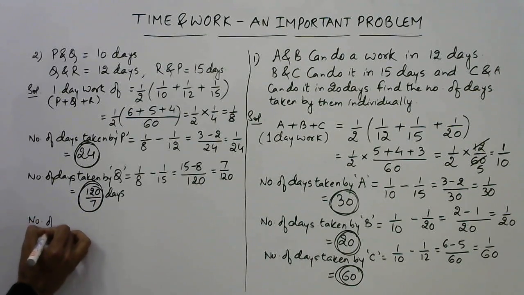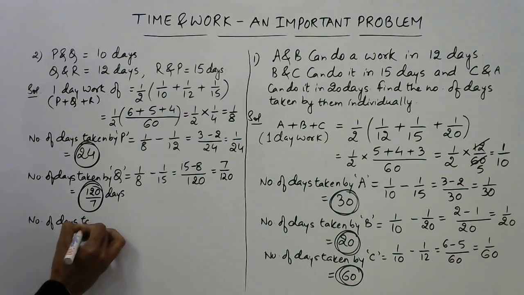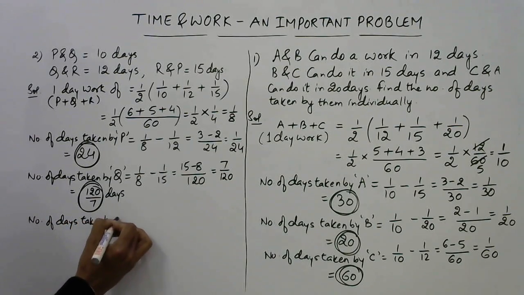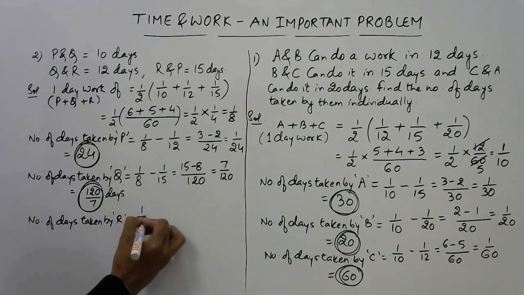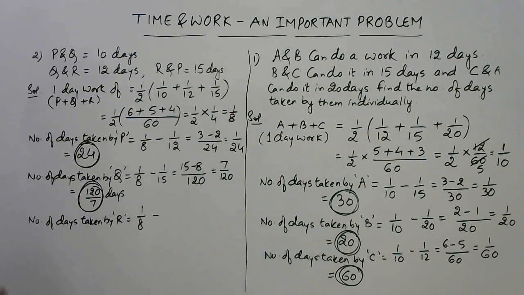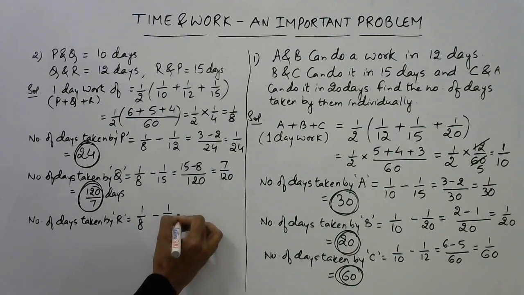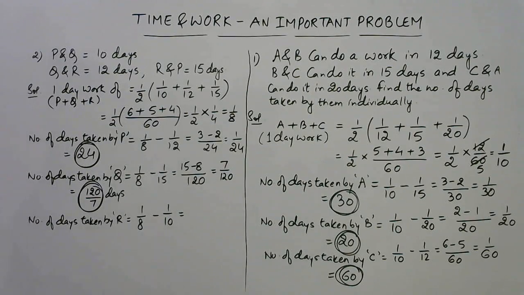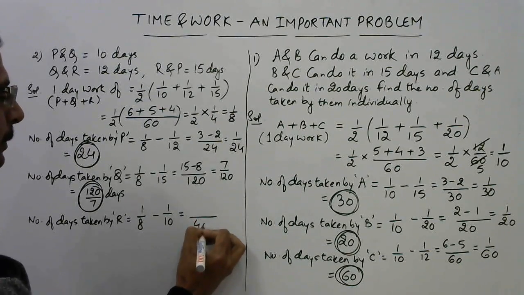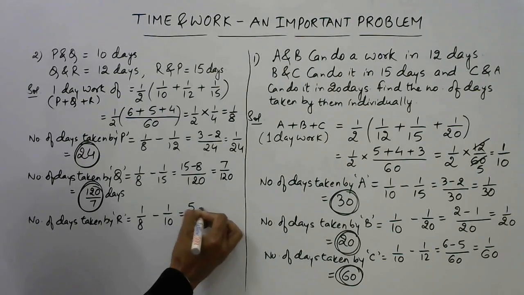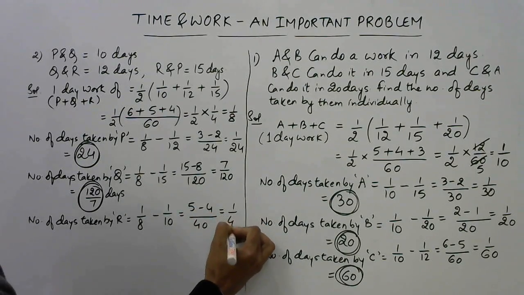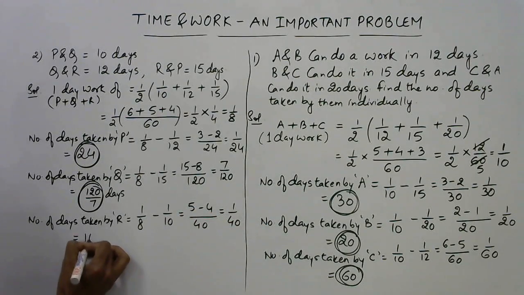Then the number of days taken by R. Similar to this, 1 by 8 minus, take the pair which does not contain R. This is P and Q, 10 days. So 1 by 10. Now how about the LCM? 10 is not divisible by 8, 20 no, 30 no, 40 yes. So 40. So we have 5 minus 4. This is 1 by 40. Take the reciprocal. The answer comes out to be 140 days for R.